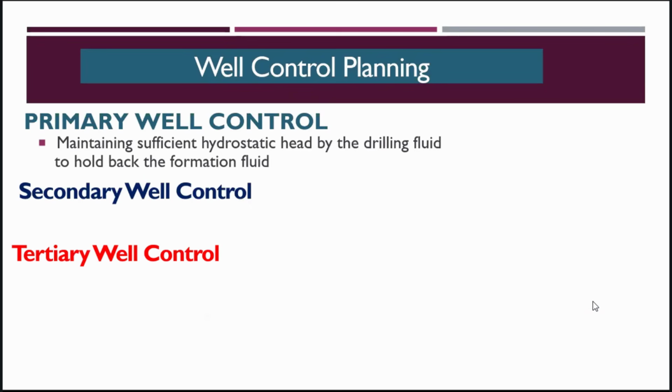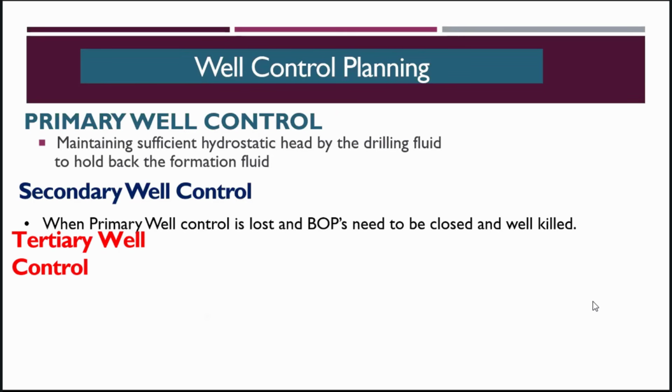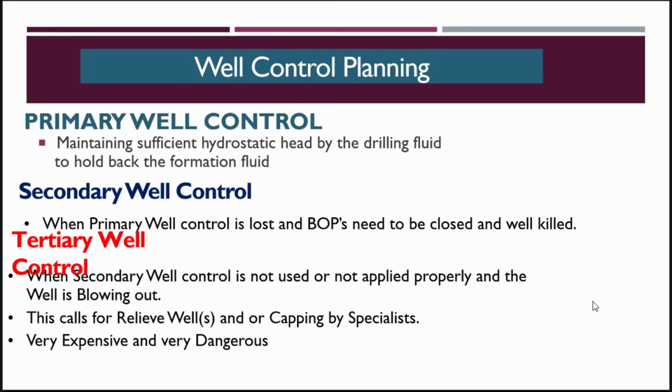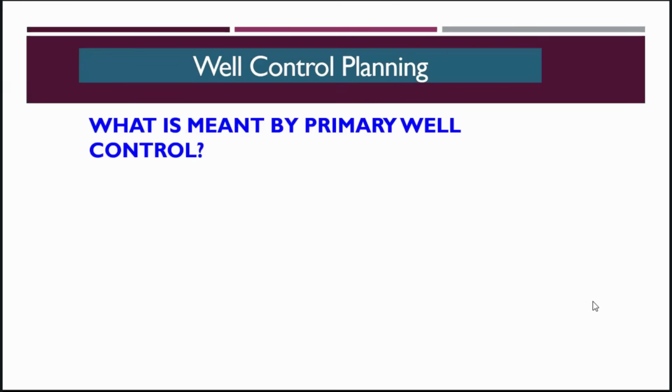So primary is maintaining sufficient hydrostatic head. Secondary is when our primary control is lost, then we can use our secondary equipment like the BOP. You can close the BOP and secure the well. And if you are unable to manage with primary and secondary, then you can use your tertiary, which is drilling a relief well or capping by specialists. It is very expensive and dangerous.